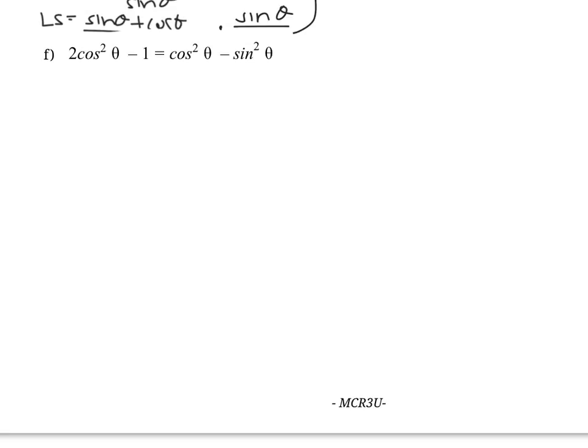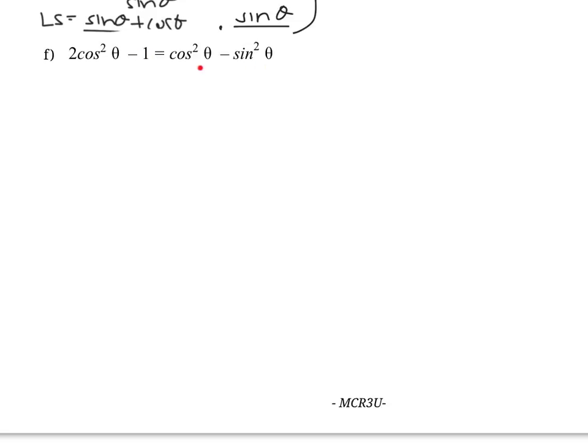So taking a look at this guy, we've got our left side is 2 cos squared theta minus 1, and then our right side is cos squared theta minus sine squared theta. These squares let us know that maybe the Pythagorean identities are going to become helpful to us here. So we can really start with either side here. Something I see is the 1, and we know that 1 is equal to cos squared theta plus sine squared theta. So I know I can replace that 1.